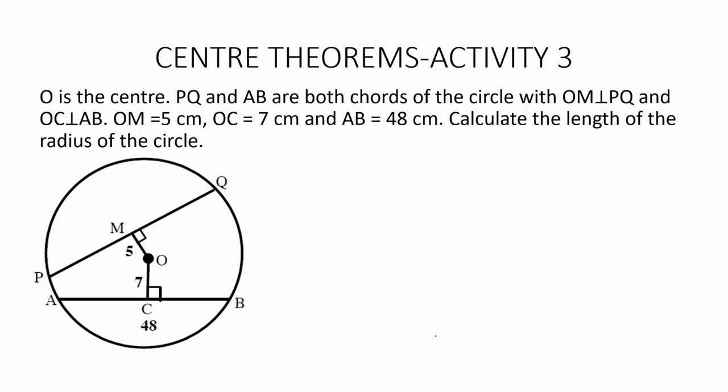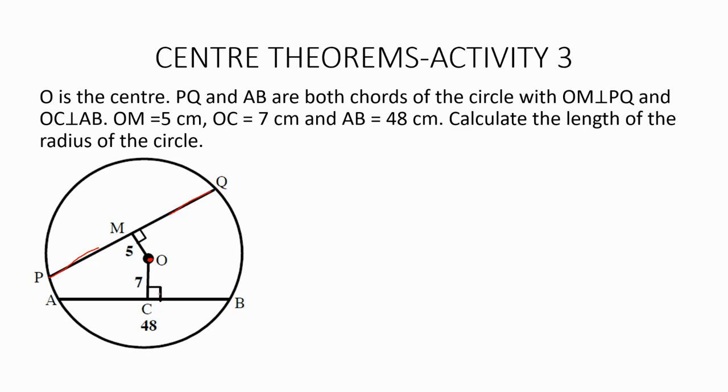Right. Welcome back, learners, what did you do? O is the center. Where is O? Here. This is O, the center. PQ and AB are both chords. Can you see PQ? This is PQ and this is AB. Both these ones are chords of the circle with OM perpendicular to PQ, and OC perpendicular to AB. I can see that.